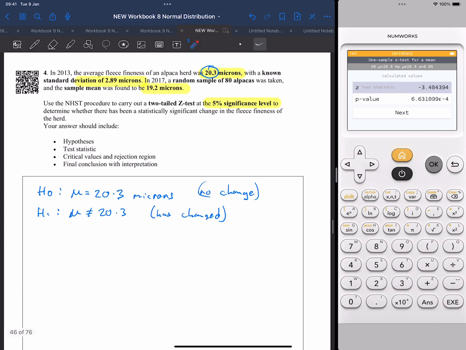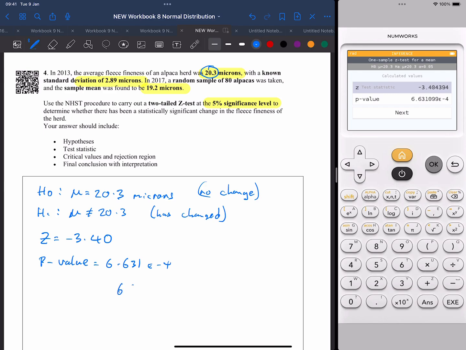Now you can see that our z-value, the z-score, equals negative 3.4. I'm going to call it 3.40 to 2 decimal places. And our p-value equals 6.631 e to the negative 4, it says in our calculator. What that means is we need to move the decimal place to the left 4 places: 1, 2, 3, 4. So we're going to do that now.